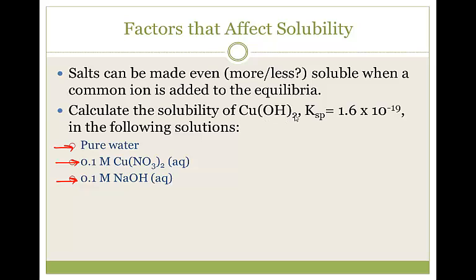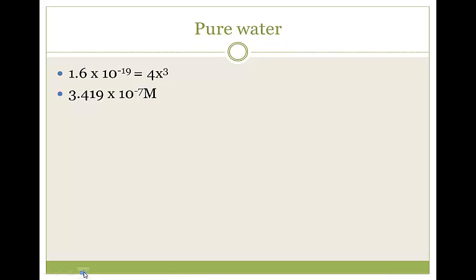So here we have copper 2 hydroxide. This is going to be a 3-part problem. One, I want the molar solubility of copper 2 hydroxide in pure water, so what we have been doing. But then I also want it in copper 2 nitrate, which contains the common ion copper 2. And then also in the sodium hydroxide solution, which contains the common ion here, hydroxide. So the first calculation here is in pure water, and this is what we have been doing.